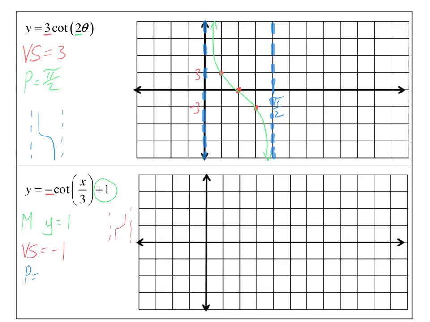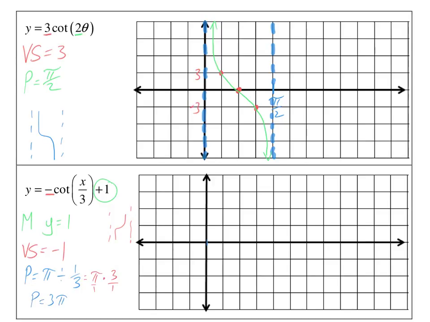So my period is going to be pi divided by 1/3. Now, a lot of people struggle with seeing this as 1/3, but when you divide by 3, you're taking a third of it. Anyways, when I divide by 1/3, I multiply by 3 over 1. So my period is actually going to be 3 pi.